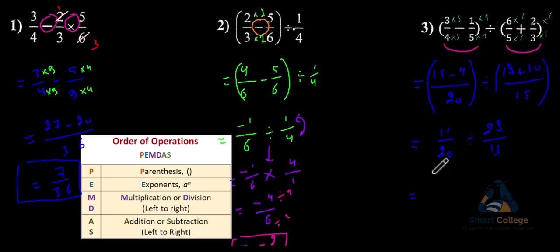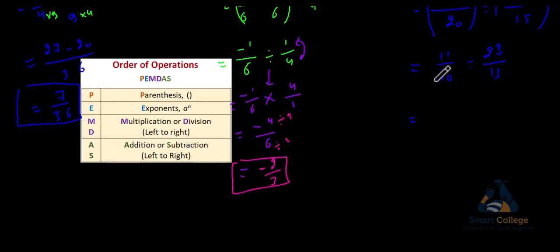Now we have the last operation, that's division of two fractions. So how to divide two fractions? As we said before, it's 11 over 20. The first one, stay as it is. The divide will be multiplication, and we flip the second fraction, that will be 15 over 28.